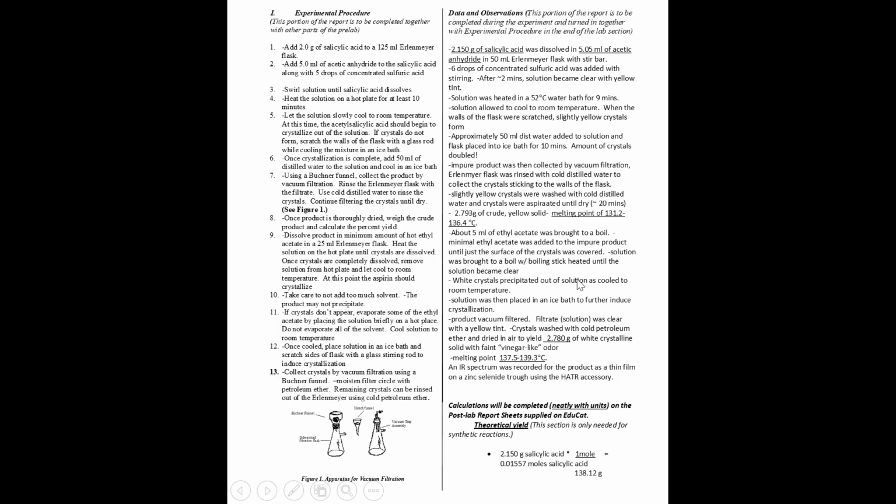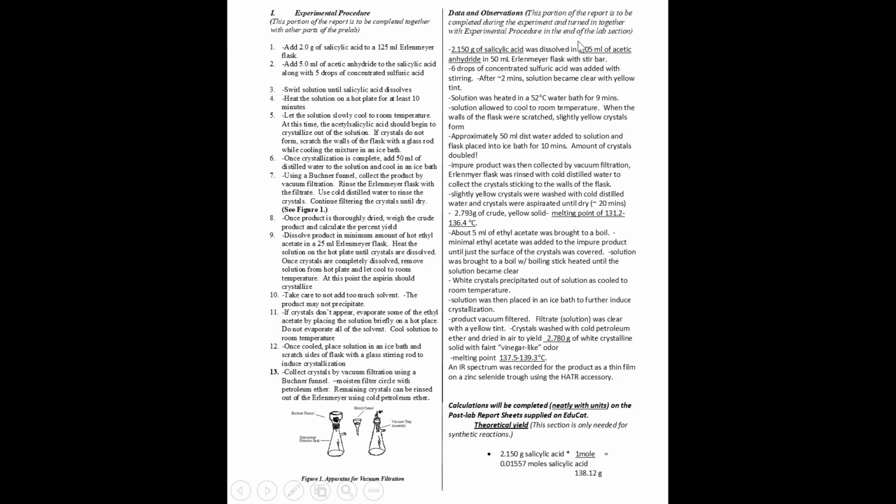Just keep in mind, different from the procedure, you need to pay attention to significant figures. For example, our balance can reach 3 decimals after the point, so when you record the mass of your reagent, you need to record 3 digits after the point. An example is shown here. Although the original lab procedure says 2.0 grams of salicylic acid, in your data and observation you need to write down 2.150 grams of salicylic acid.